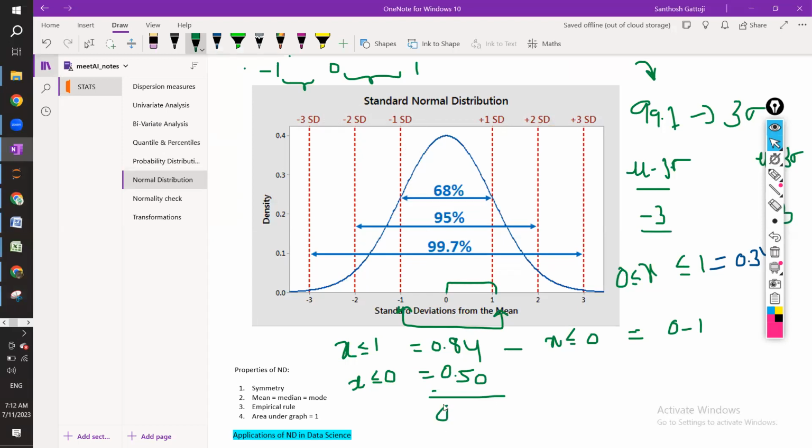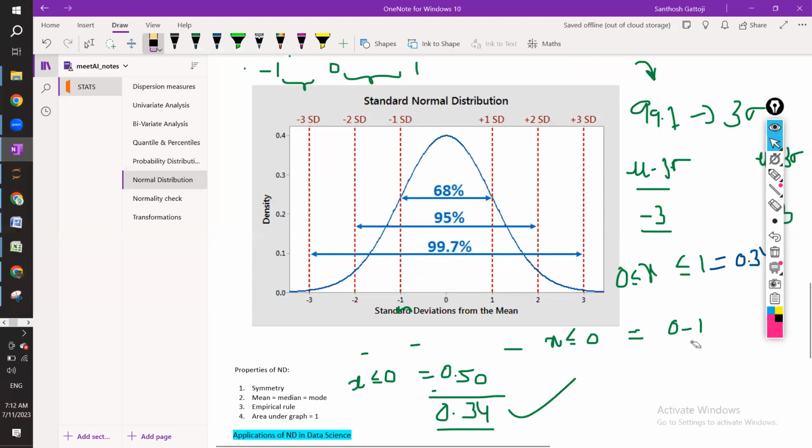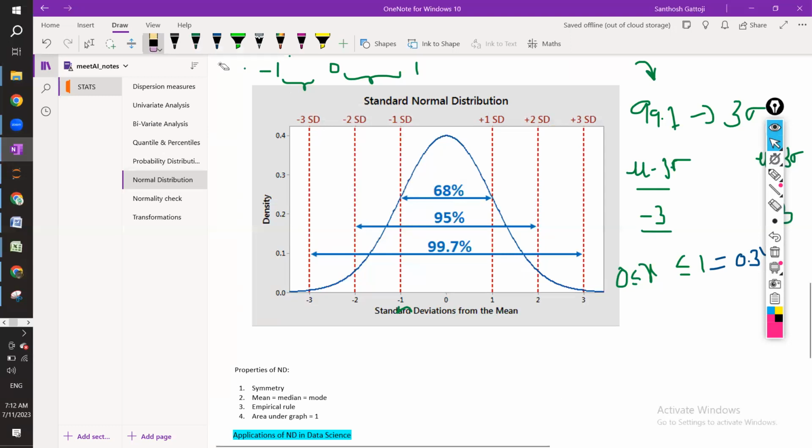Okay, this is 0.34. Okay, that means what? From 0 to 1 only. Okay, this area from 0 to 1. This area is 0.34. Is this clear? Yes, sir. Clear. Okay, fine. Others also, I hope it's clear. So now 0 to 1, we got how much? Just put it aside. Okay, 0.34.